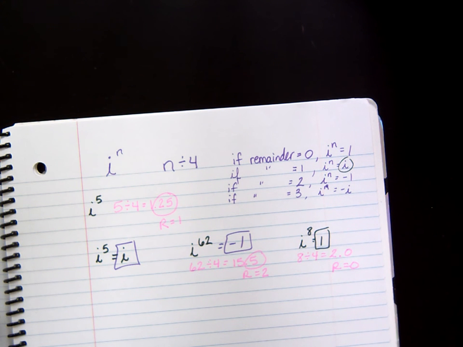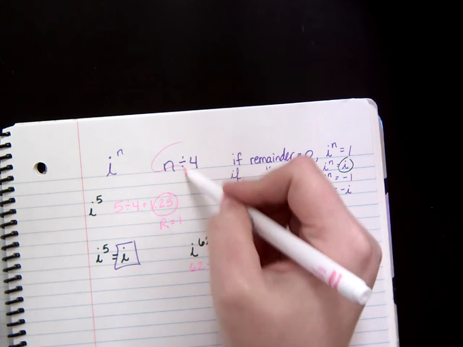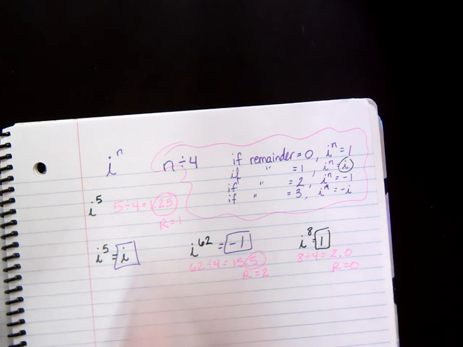So anytime you have i to some exponent, it can be simplified. And this is the quickest, easiest way to do it, in my opinion. There are a couple of other ways, but to me this is the simplest. Okay.